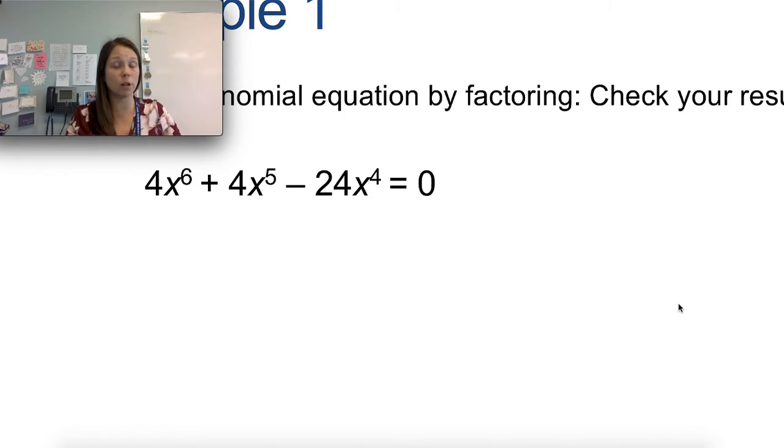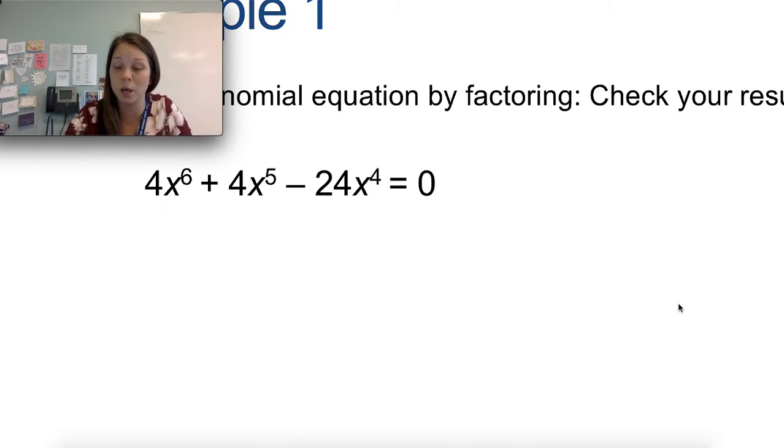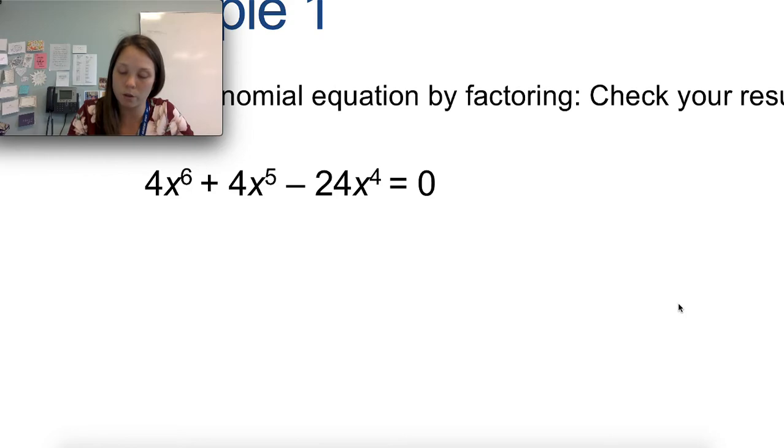The very first thing we want to do with all of these problems from here on out is ask ourselves, what is the greatest common factor between all the pieces in this equation? Each of these pieces can be divided by a 4, and they all have a variable of x attached to them, so I can factor an x out as well. The greatest common factor for the variable is x to the 4th, because that's the smallest degree term at the end. So I'm going to factor out a 4x to the 4th.